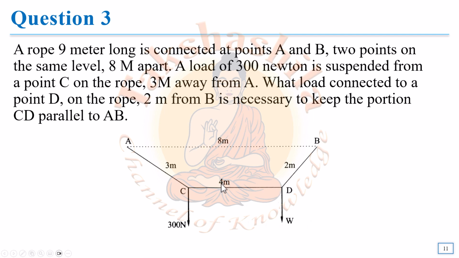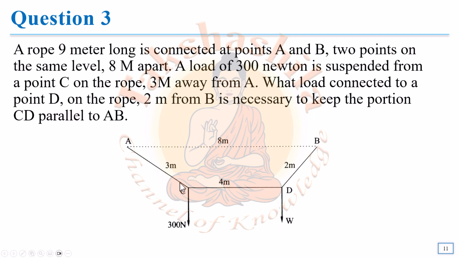So what can we do? Let's take another point C which is near to point D. If you analyze point C, we have a load acting in the downward direction, but we already know its magnitude, which is 300 Newton. Then we have a string CA, so there will be a tensile force acting in the upward direction, whose value we don't know. Then we have CD, which is also a rope, so we will have a tensile force acting to the right. For this also we don't know the value. So let us take these forces as TCA and TCD.